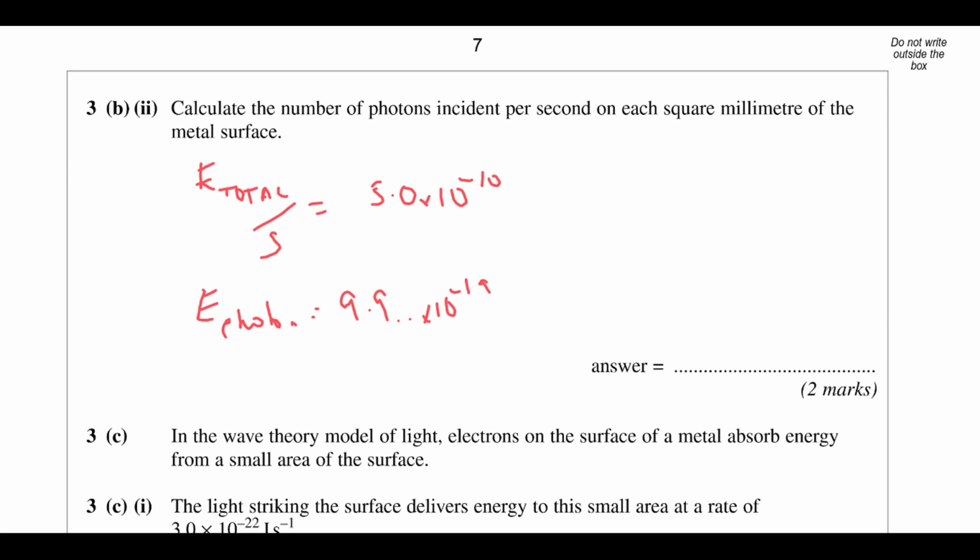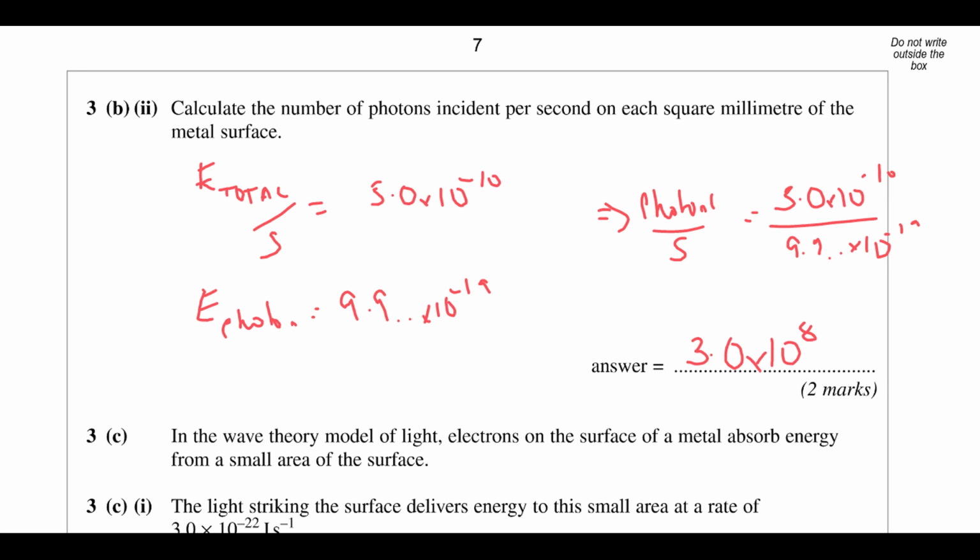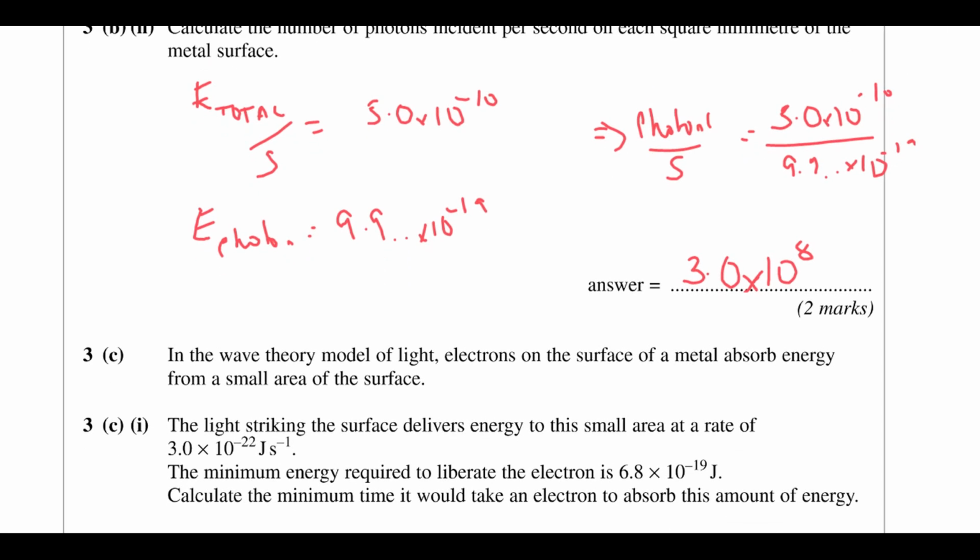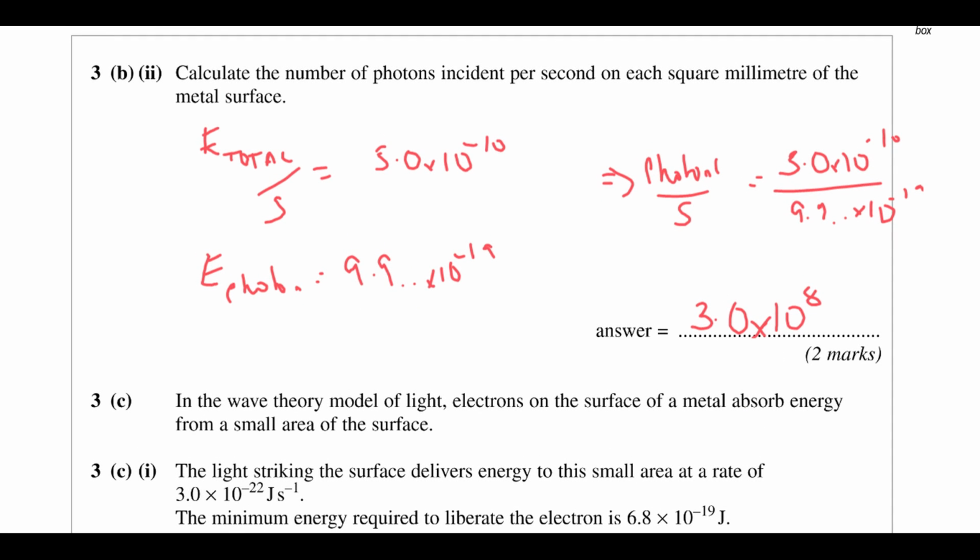So essentially, to get photons per second, we need to do a little bit of jiggling around. We need to take our value of energy, this is how much total energy there is per second. We need to divide that by the energy of each photon, so 9.9 times 10 to the minus 19. And if we do that, we get a total number of photons per second of 3.0 times 10 to the 8. Nothing to do with the fact it's the same number as the speed of light, it just happens to be in this case, and that's in photons per second. And I always like to make sure we put a unit there.